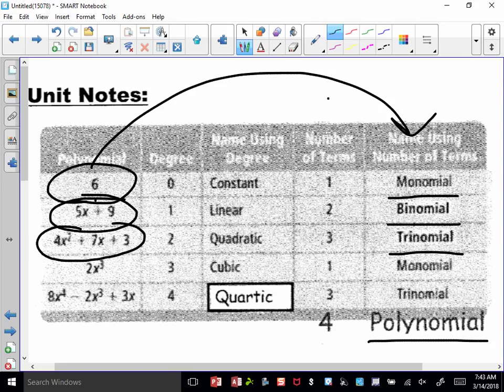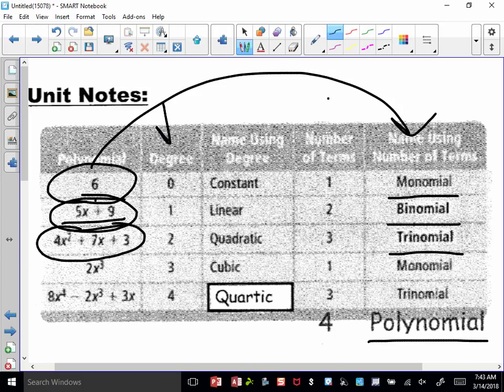Okay, so if it has two terms, then you'll say that is a binomial. If it has three terms in it, you'll say it's a trinomial. And then anything after tri, we'd really just call it a polynomial. Okay, so if it has four terms in it, then you just simply say polynomial. Okay, we don't have a special name after three.